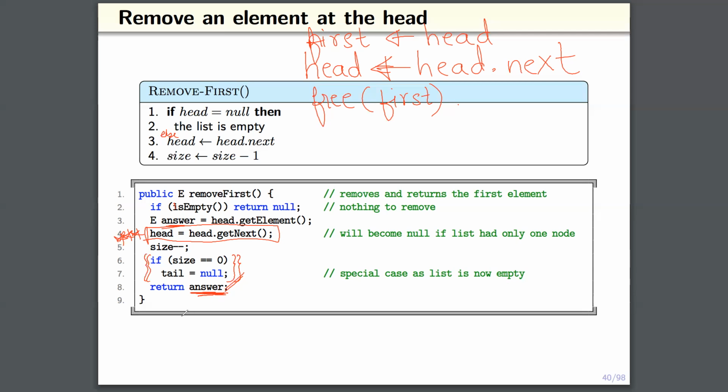Why do we have this corner case? When there is only one element in the list. Now, when you remove that node, the head is pointing to null. What about the tail? The tail is still pointing to the previous node, right? So you want to make sure the tail is also pointing to null when there is only one element in the linked list. That's a corner case. So make sure you cover all these corner cases.